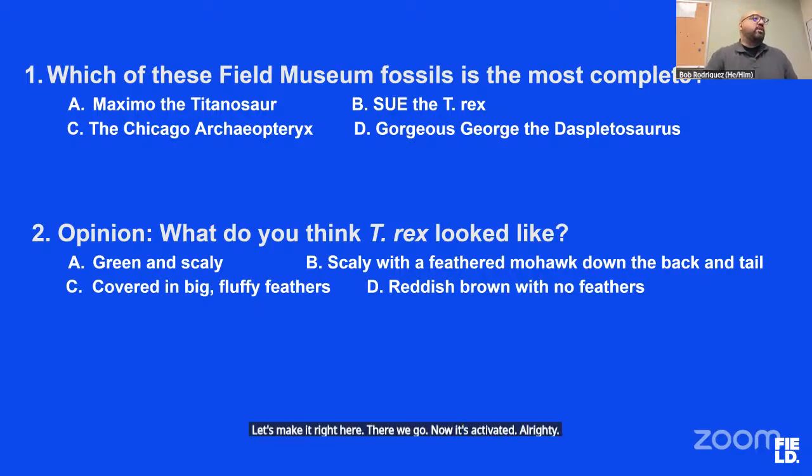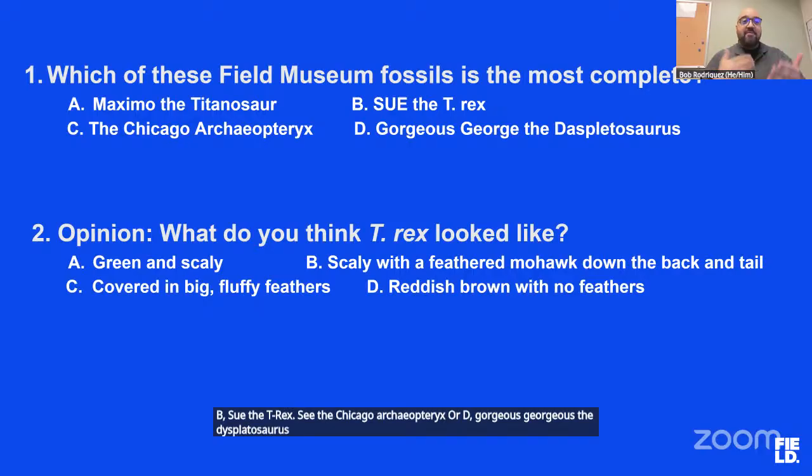Alrighty. So which of these Field Museum fossils is the most complete? Is it A, Maximo the Titanosaur, B, Sue the T-Rex, C, the Chicago Archaeopteryx, or D, Gorgeous George the Daspletosaurus?